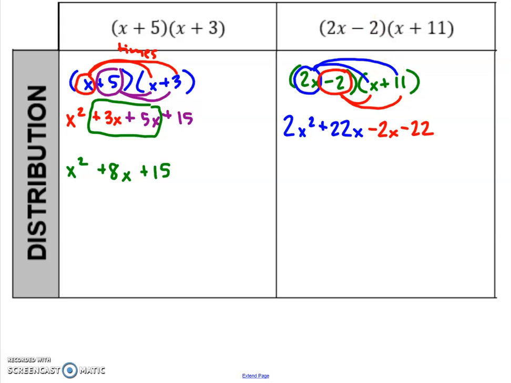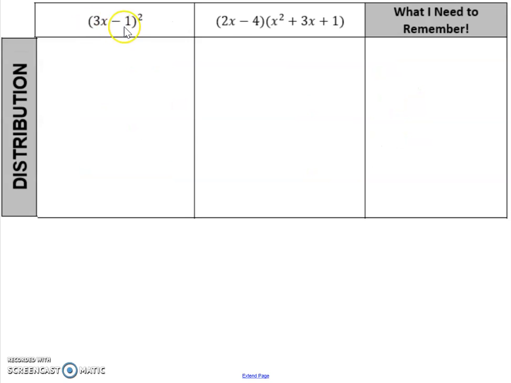All right, and now we are ready to combine like terms and simplify our expression. So I have 2x squared. I have 22x minus 2x is 20x, and then I have my minus 22. Okay? There's our product when we multiply those factors. Feeling all right? Here we go.